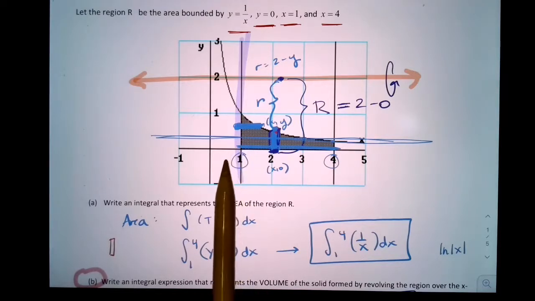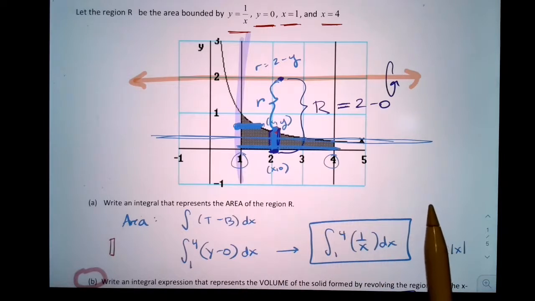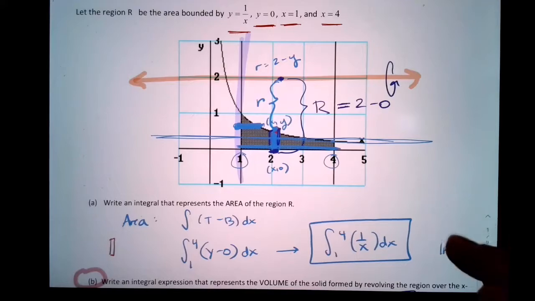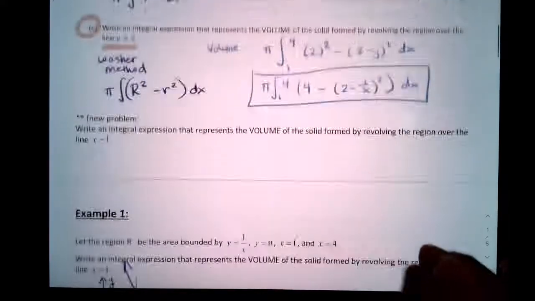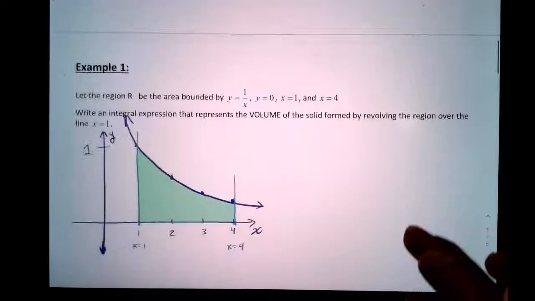And so I don't really like doing two integrals if I can avoid it. There must be a better way. There has to be a different way of thinking about it, and there is. So we're going to go on to the next page, which again is the same region.